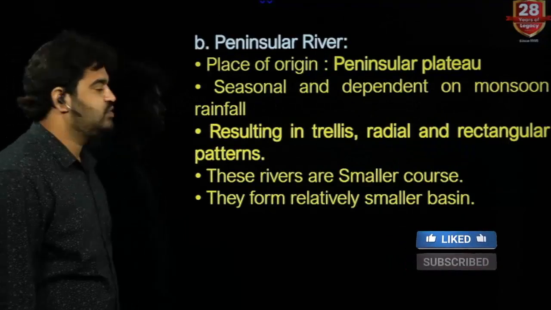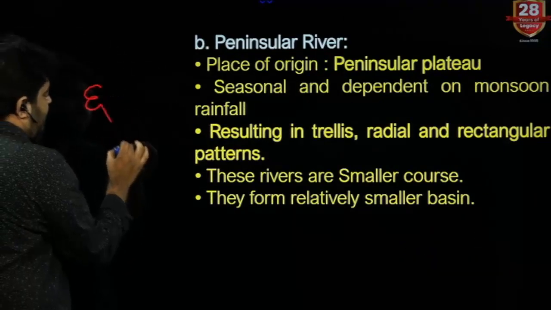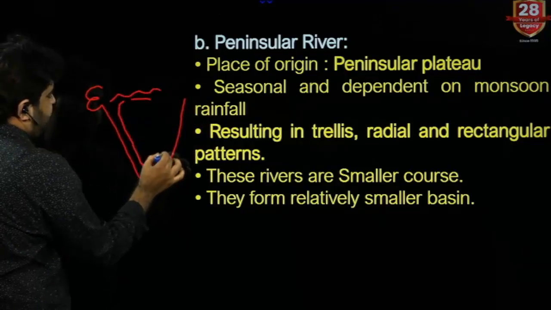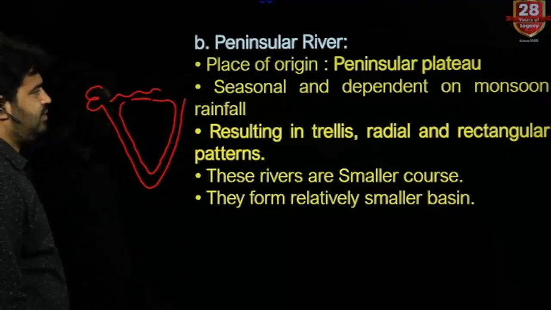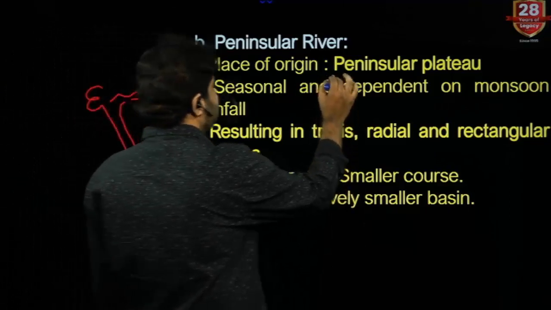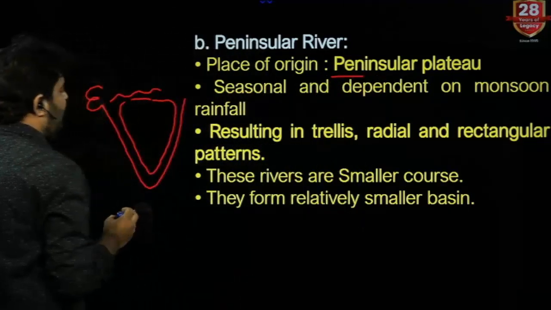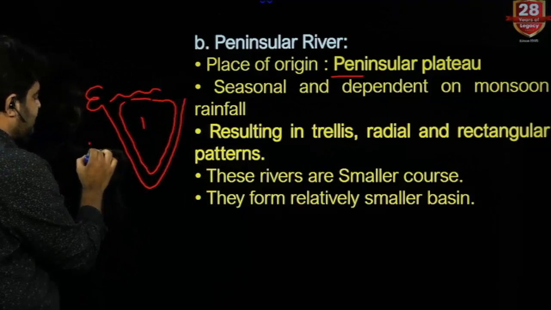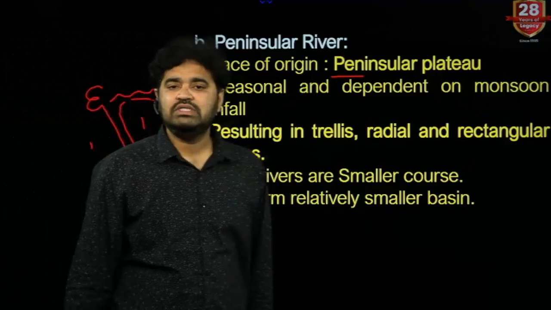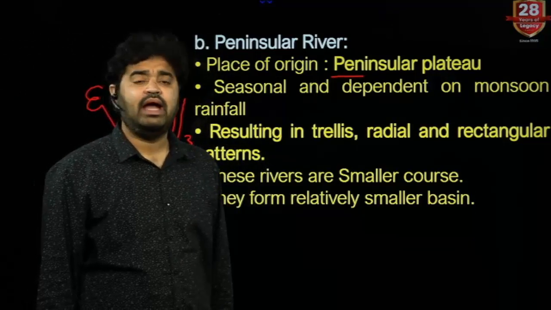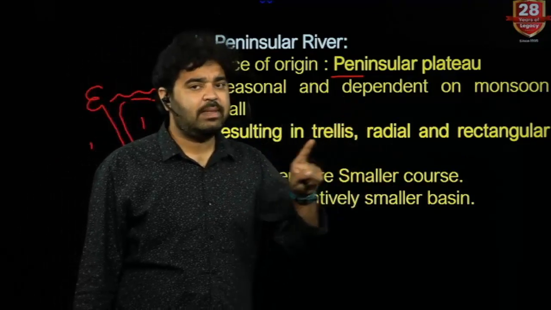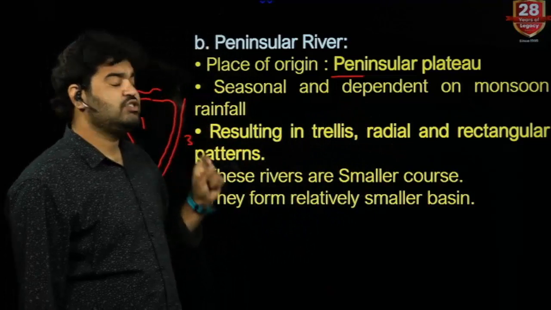The second category is peninsular rivers. This part is called the peninsular part. The origin of peninsular rivers is the peninsular plateau. What is the meaning of peninsula? Water surrounds it on three sides and land is on one side. The world's largest peninsula is Saudi Arabia and the second largest peninsula is India. So the rivers which originate in the southern part of the country are known as peninsular rivers.